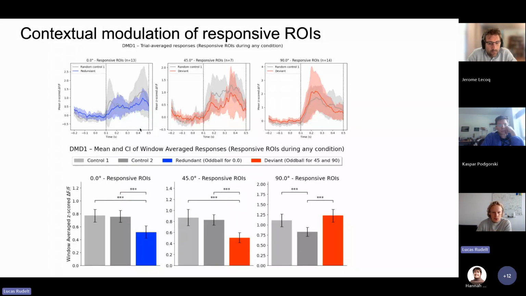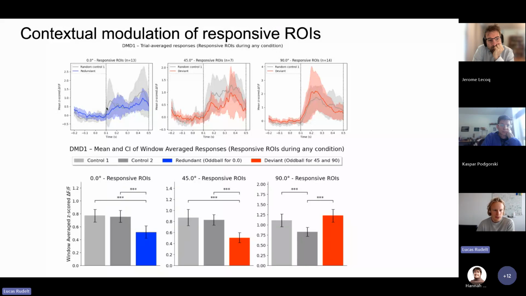So what I found is when I consider responsive ROIs, and that's actually something that was missing last time I presented. Jordan only restricts his analysis to responsive ROIs, which makes sense because there's nothing you can depress if there's no response in the first place, right? So this seems to be actually very important.